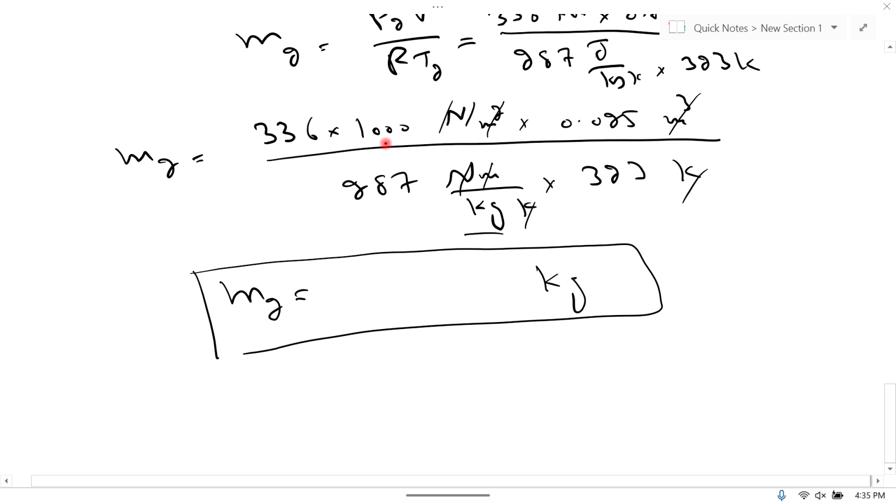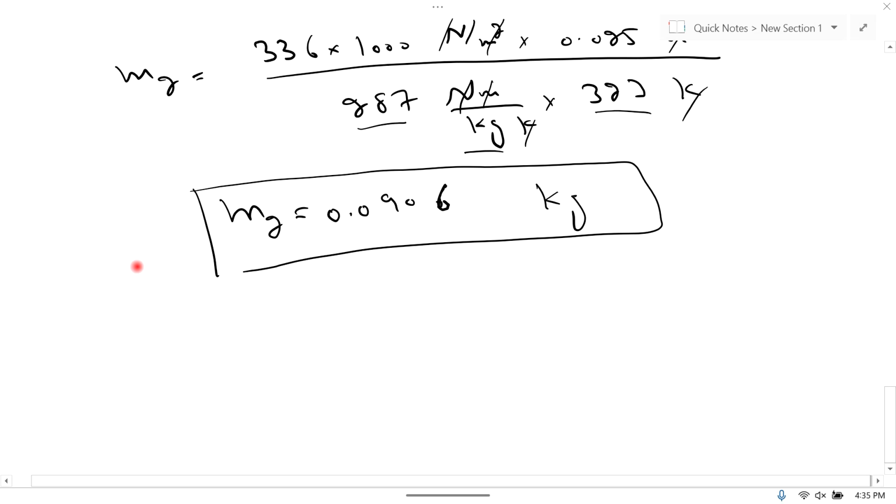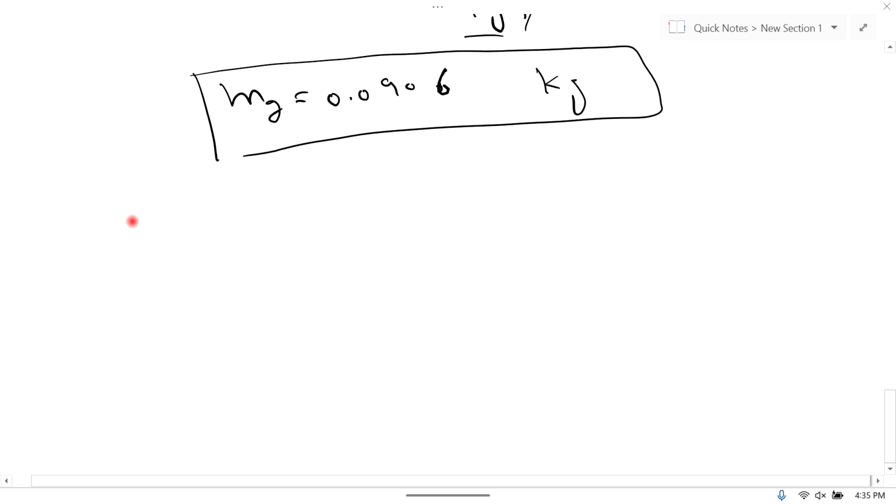So 336 multiplied by 1000 multiplied by 0.025, divided by these two values, the final answer is 0.0906. This is the final mass of air in the tire. Now we find the mass after bleeding, that is, after air is bled off to remove the air. Let's suppose this is M3.